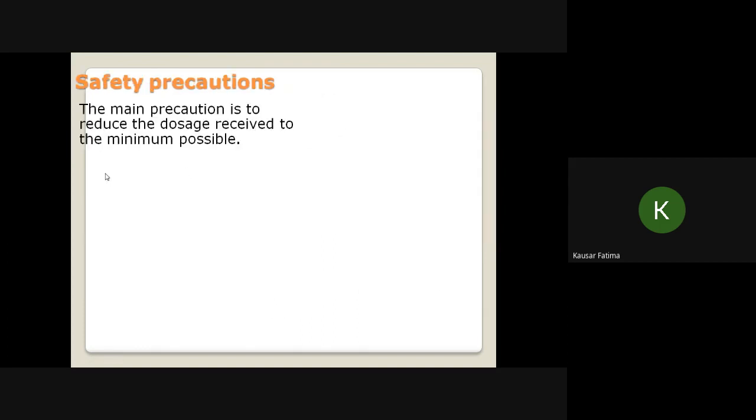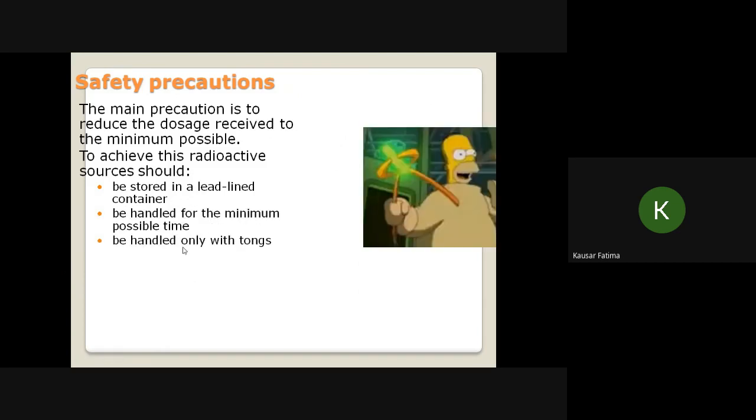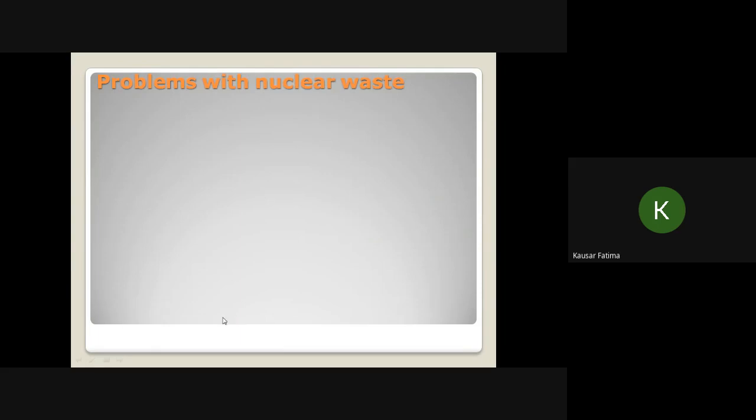So what are the safety precautions? The main precaution is to reduce the dosage received to the minimum possible. To achieve this, a radioactive source should be stored in a lead-lined container, be handled for the minimum possible time with tongs, never pointed at anyone, never put in pockets, and it has to be checked by looking at it in a mirror. You don't have to look directly at it.